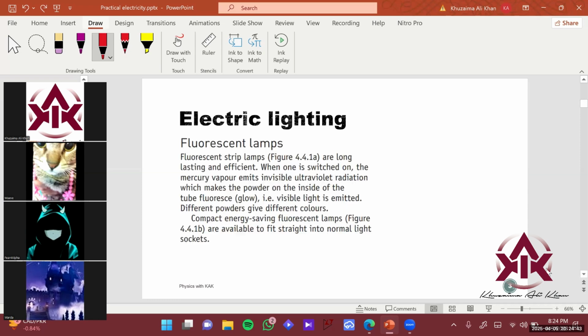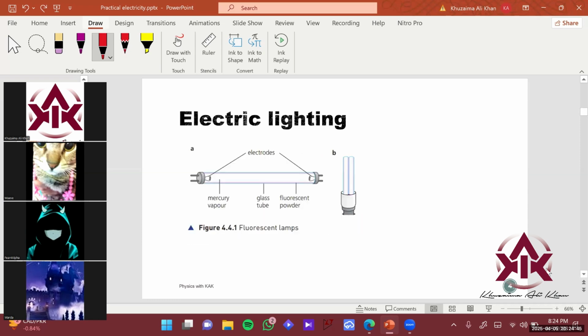These are again fluorescent lamps. It contains argon gas or mercury vapor, depending upon the type of the fluorescent lamp. So in this type, we have mercury vapor over here. Again, mercury glows over here, right? So we have electrodes here. One is positive, one is negative, right? And a fluorescent powder to make it glow.